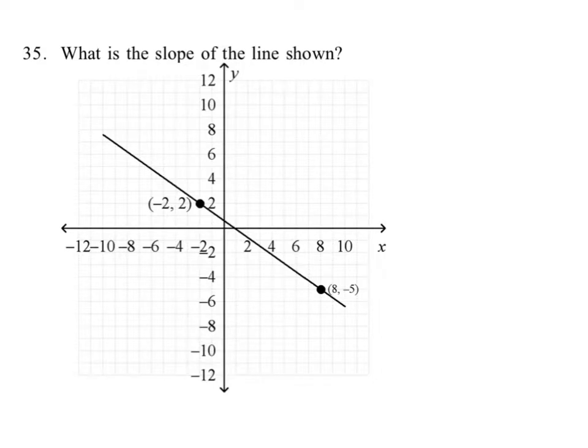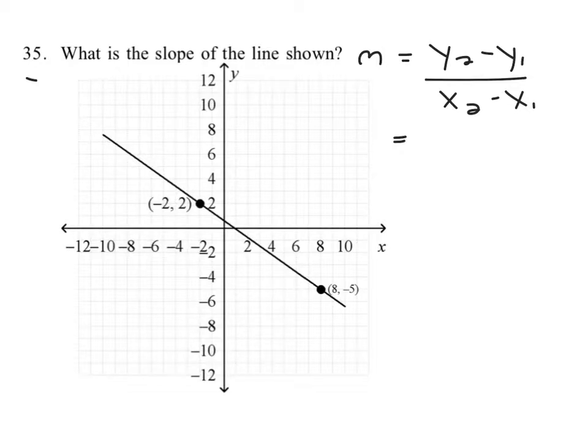Okay, what's the slope of the line? Well, we were going to use the formula m, the slope, equals y2 minus y1 over x2 minus x1, change in y over change in x. And I'm going to rewrite the points over here, negative 2, comma 2, and 8, comma negative 5.